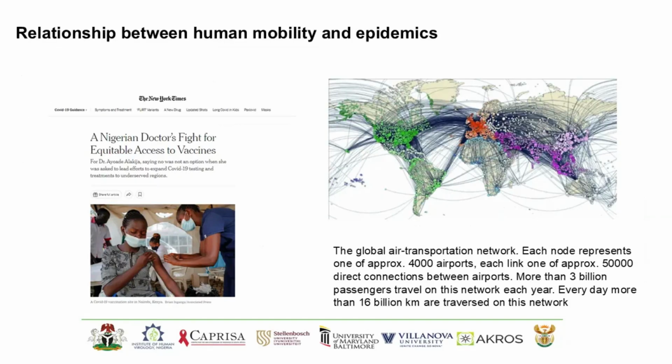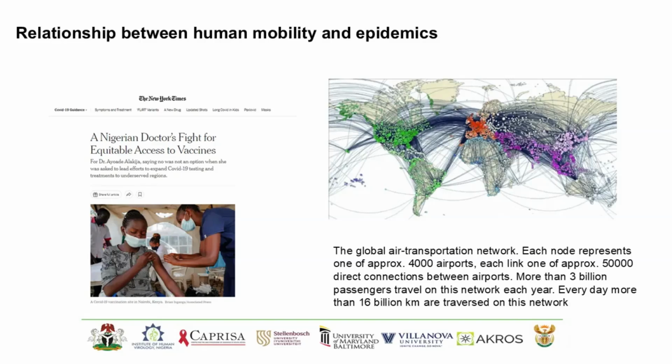Here we can clearly see how human mobility and epidemics are deeply interconnected. On the left, the example highlights the efforts of African doctors and public health institutions in ensuring equitable vaccine access during the COVID-19 pandemic. This reminds us that mobility is not just about movement, but also about access to healthcare, vaccines, and essential services, especially in underserved regions.